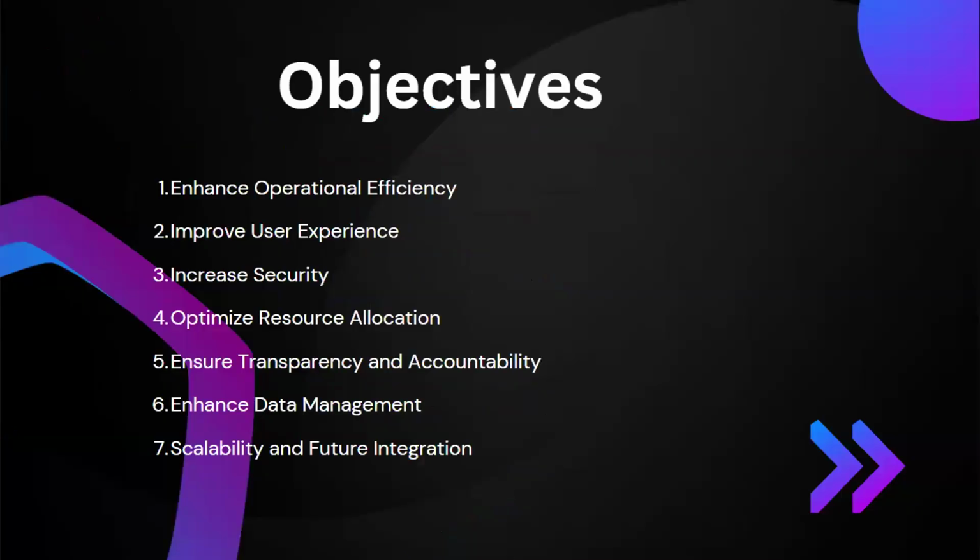So our primary objectives were to enhance operational efficiency through automation and streamlined processes. Then next is to improve user experience by providing easy access to meal plans and attendance tracking. Increase security using AES encryption, password hashing, JWT tokens, and secure data storage. Then the next is to optimize resource allocation through real-time data analytics. And ensure transparency and accountability through easy monitoring of transactions and attendance records.